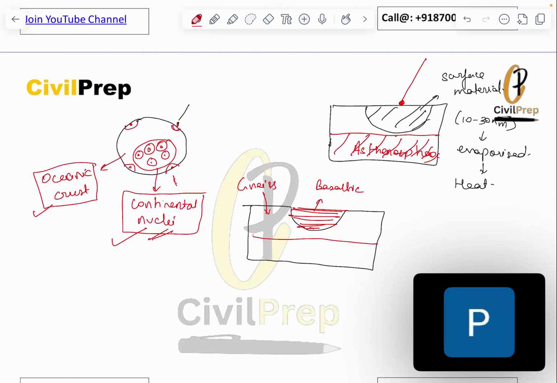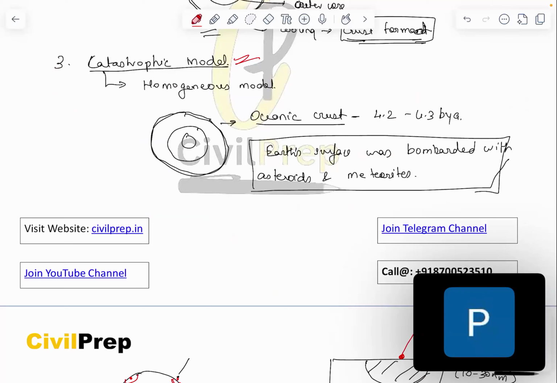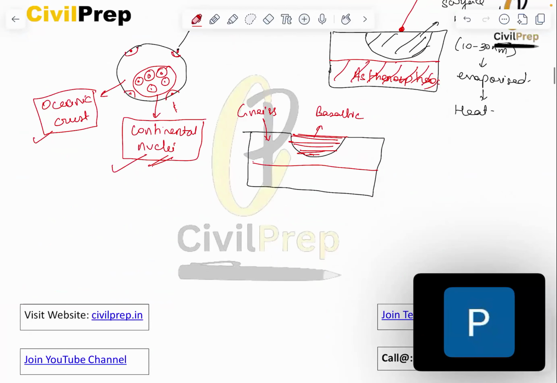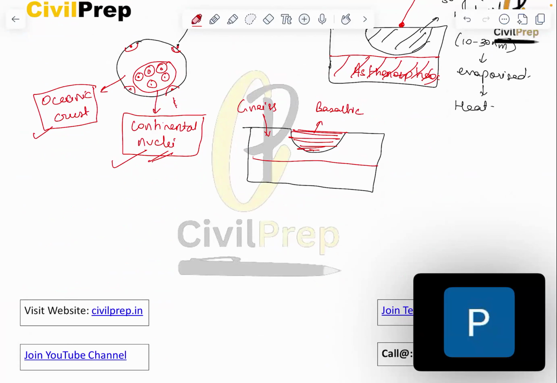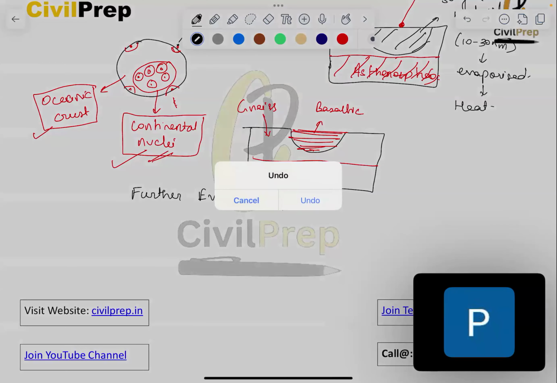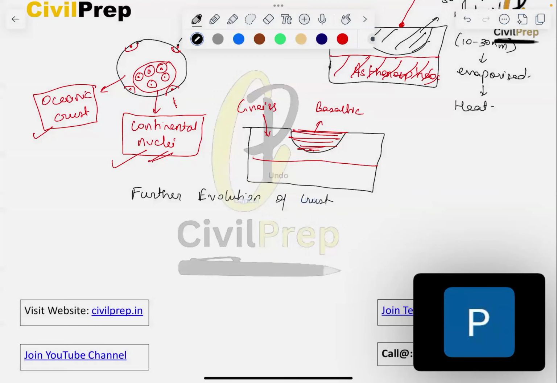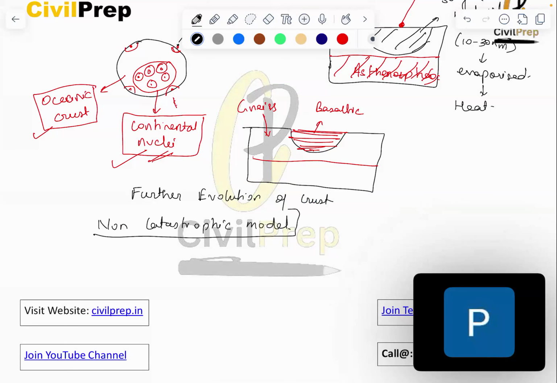Okay, so in this way, the catastrophic model was able to explain the formation of Earth's crust, but the catastrophic model was not able to explain how the further evolution of the crust has taken place. So to explain this particular aspect, there comes the non-catastrophic model.